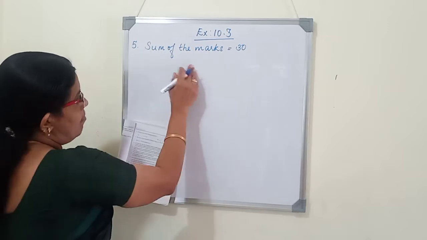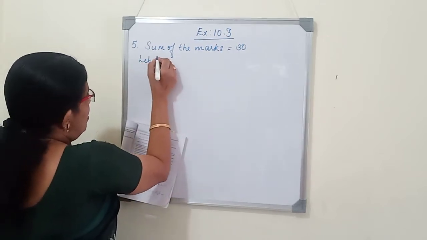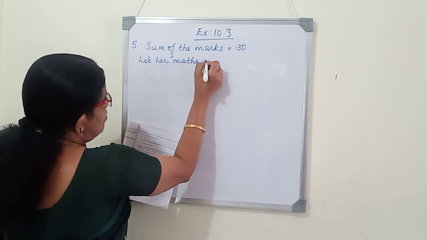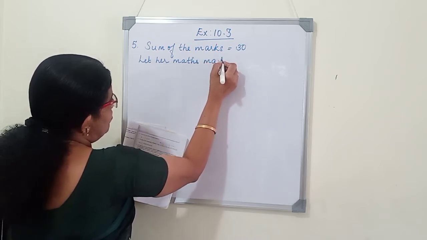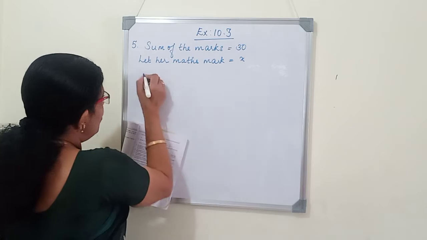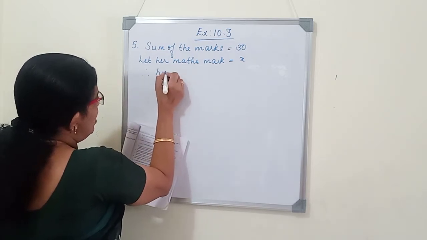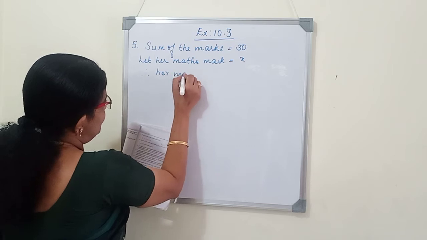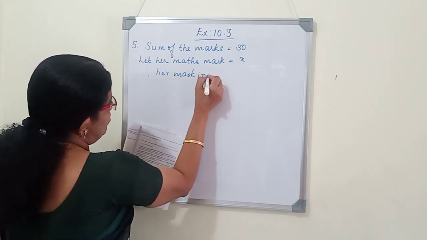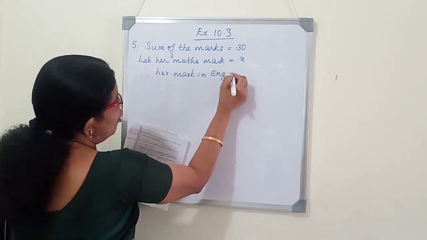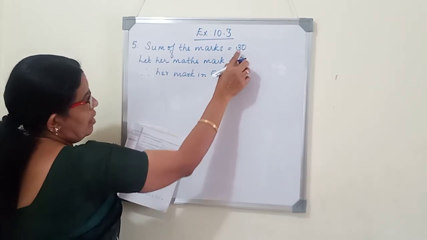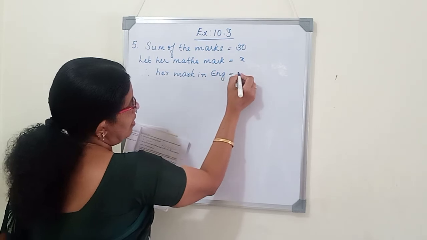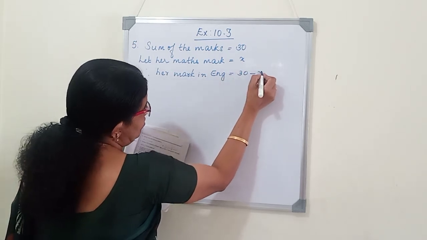So we will write it separately. Let her Maths mark equal X. Therefore, her mark in English equals, totally she got 30 marks in Maths and English. Her Maths mark is X, means she got English 30 minus X.